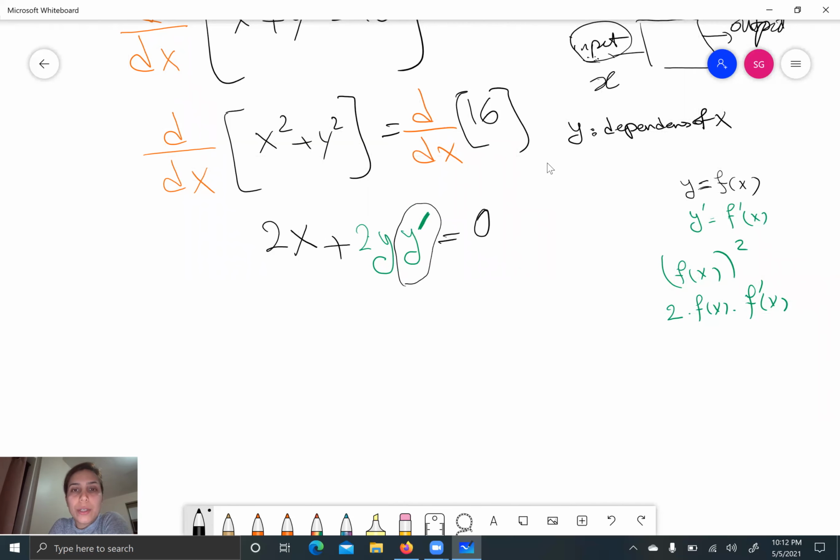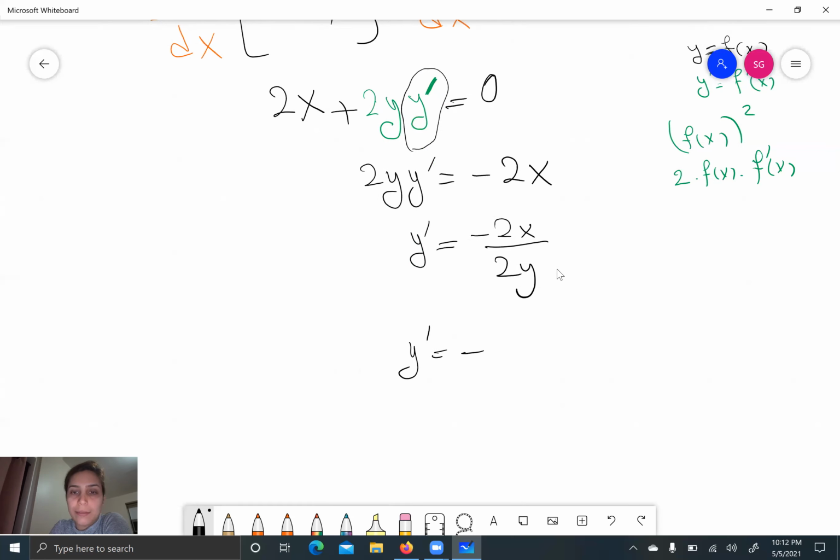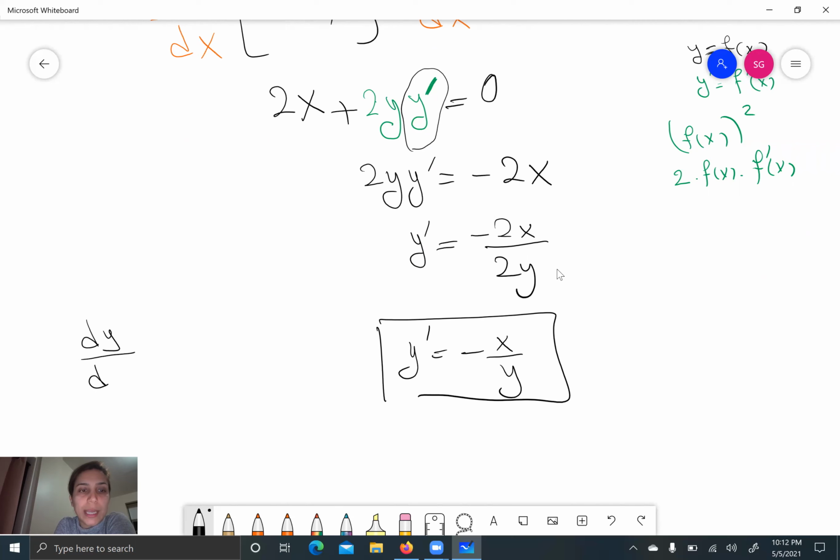So now we can solve the equation for this. So single it out. First subtract 2x from both sides. So it's going to be 2y prime equals minus 2x. And then divide both sides by this multiplier, 2y. So y prime is going to be negative 2x over 2y. And if you simplify this, you get y prime is negative x over y. That's it. That's the derivative. Or in other words, dy/dx, which is what we are looking for, is negative x over y.